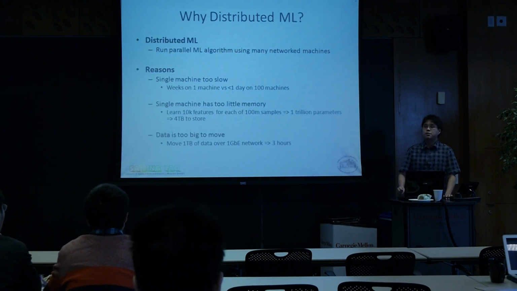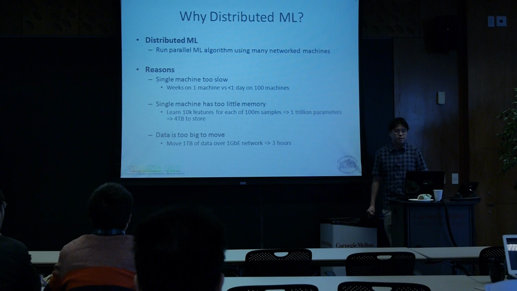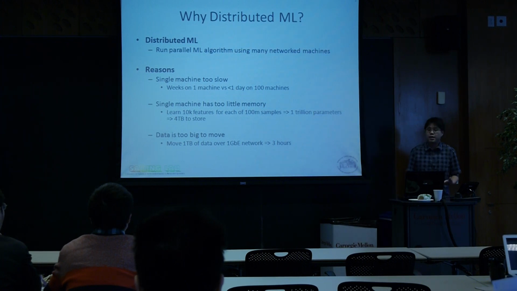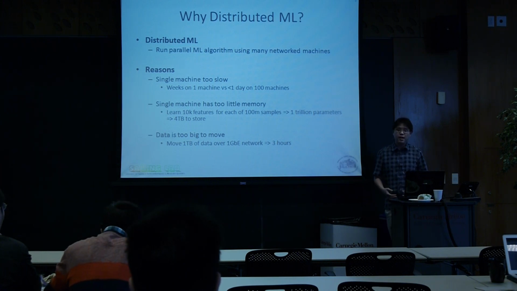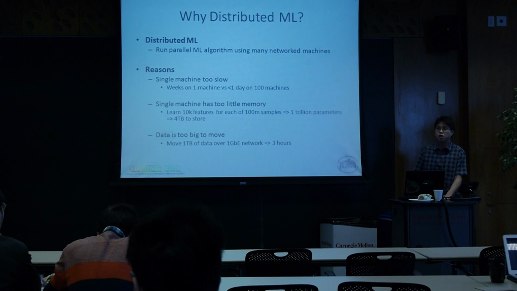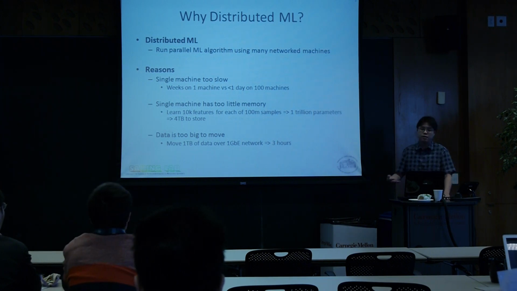And why do we want to do distributed ML? We define it as running a parallel ML algorithm using many networked machines rather than, say, on a single laptop or on a single server. You might have multiple reasons to want to do this. A single machine might be too slow. This is a fairly common reason.